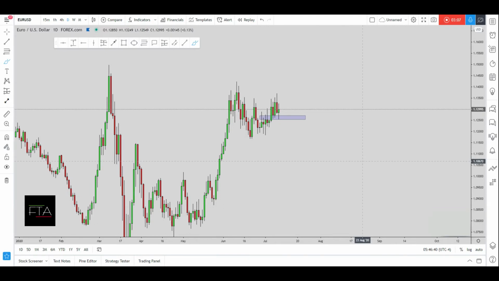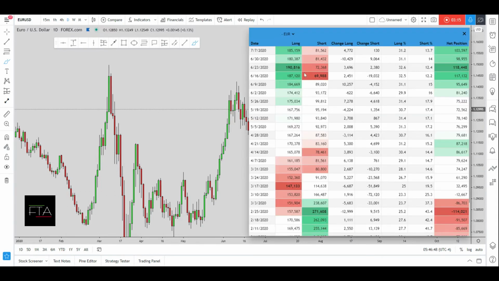Now, before I show you how we have to be approaching Euro USD for a potential trading opportunity, and how we will be approaching it with students, let's first go and see what we have from a COT perspective, so commitment of traders, what the biggest banks and institutions are currently doing on this pair. Now, what we can see is that we went from minus 114K net positions all the way up to plus 118K net positions.